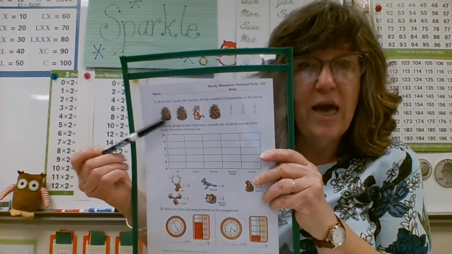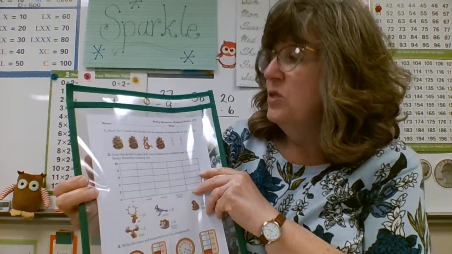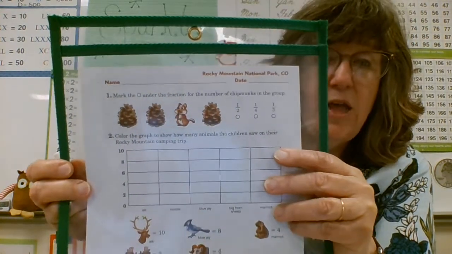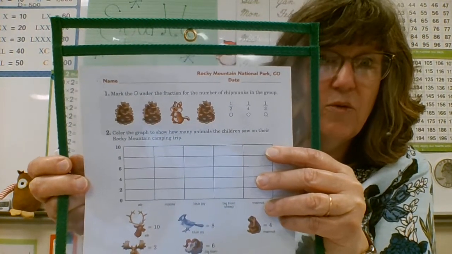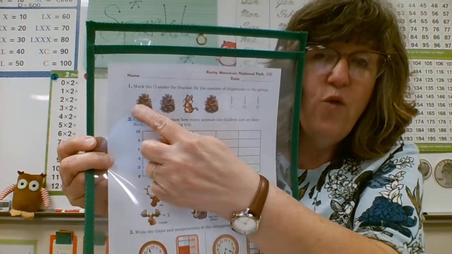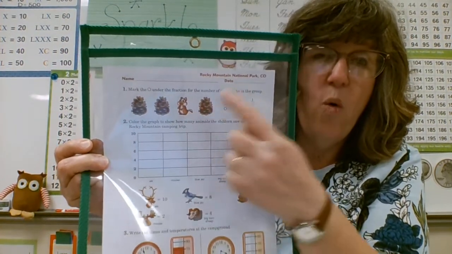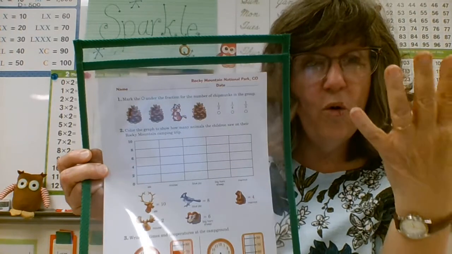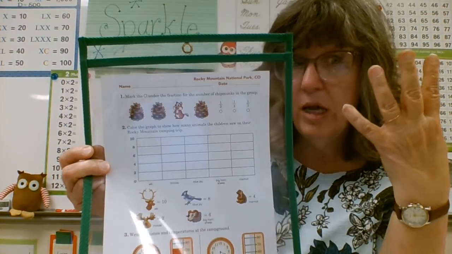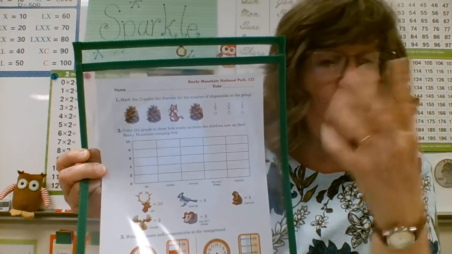At the top, it says, mark this circle under the fraction of the number of the chipmunks in the group. How many things are in that group? Calvin, how many things are in that group? Yes, there's 4. 1, 2, 3, 4. So we know that there are 4 parts, okay, to this fraction. So we're talking about our bottom number. Our bottom number is going to be 4.